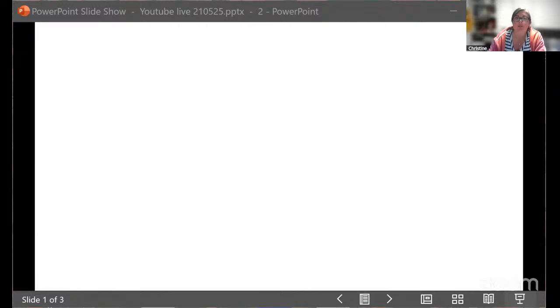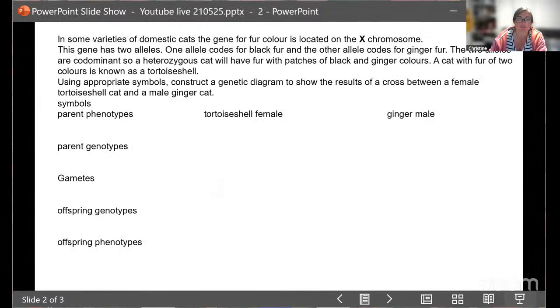Okay, so what I thought I'd do tonight is, a lot of students seem to be struggling with the information for the different questions to do with genetics. Let me just get myself set up. I thought I would do a little question based on that. So let's have a look at a question like this.